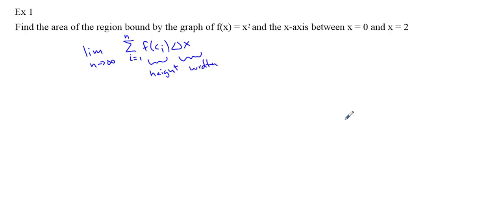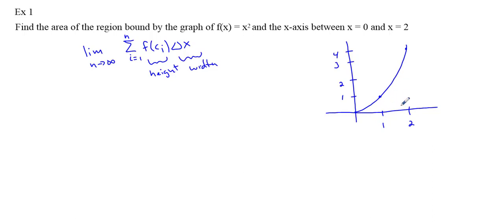Okay, let's think about this. We're going to graph this just to analyze it a little bit. We have x squared. So if we go over 1, we go up 1. Go over 2, we go up 4. And so there's our graph of x squared from 0 to 2, right? We need to find the area under here.